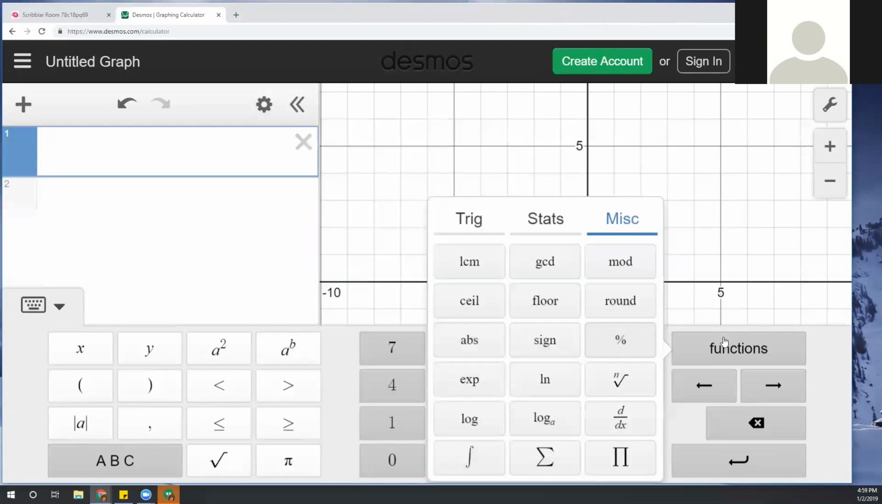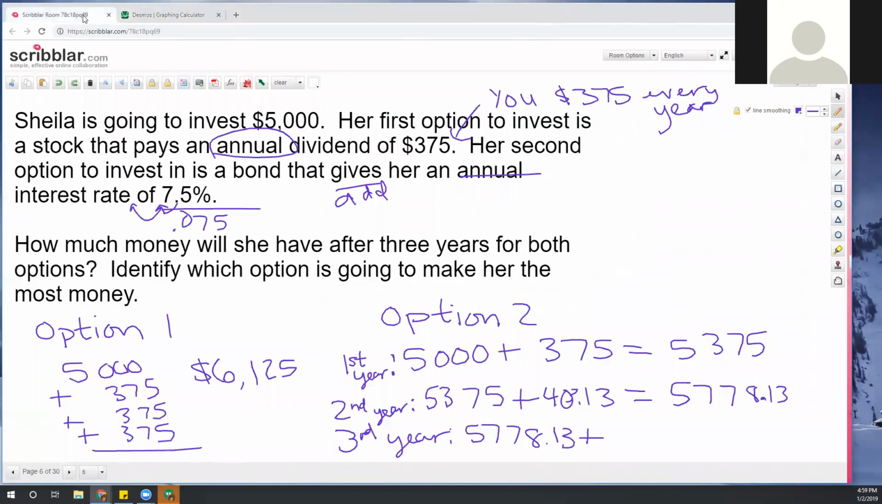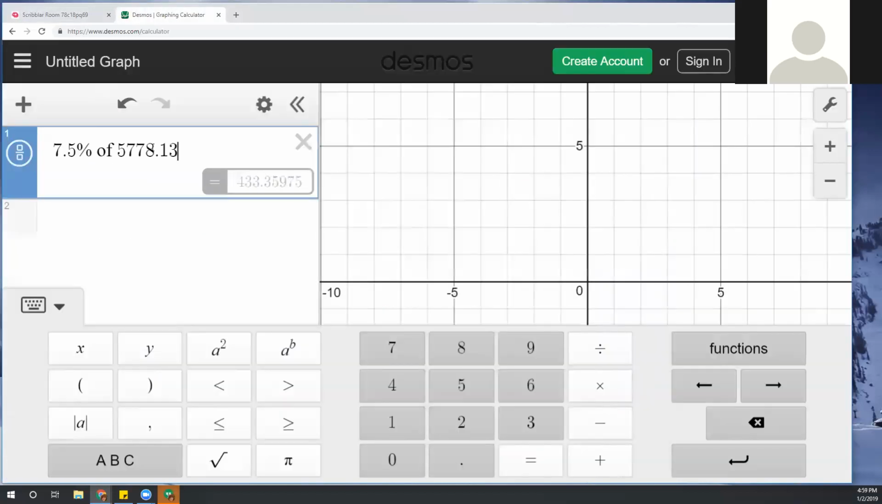So I'm going to use the percent button again, and we want 7.5% still, but this time of the 5778, yep, 0.13, and now it's gone up, and we have to decide again, do we round or not? Should this be 3.5 or 3.6? Do we keep it a 5 or do we round up to the 6? We round up to the 6. Good. So now we have to add again.